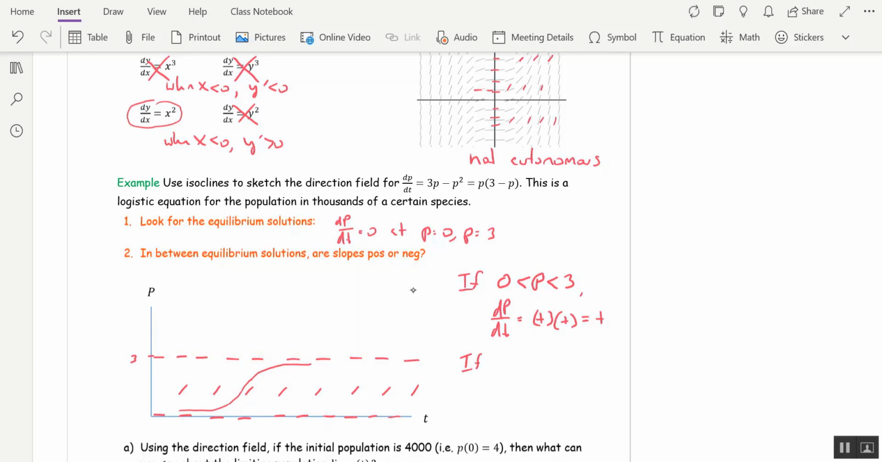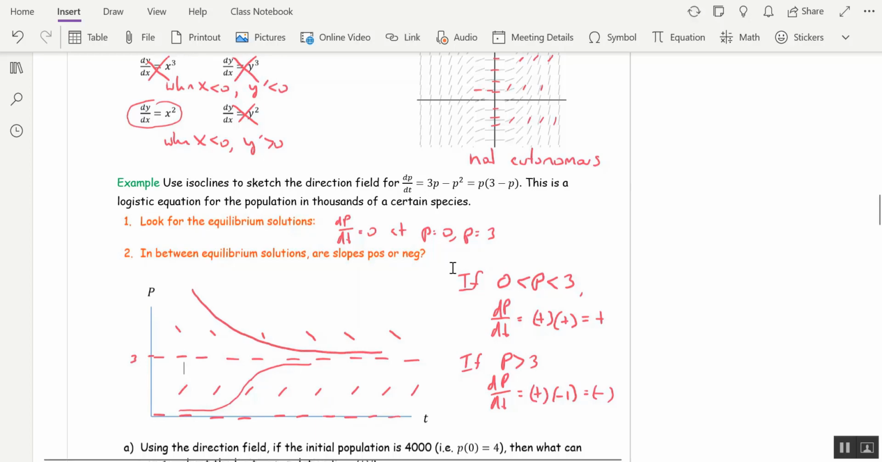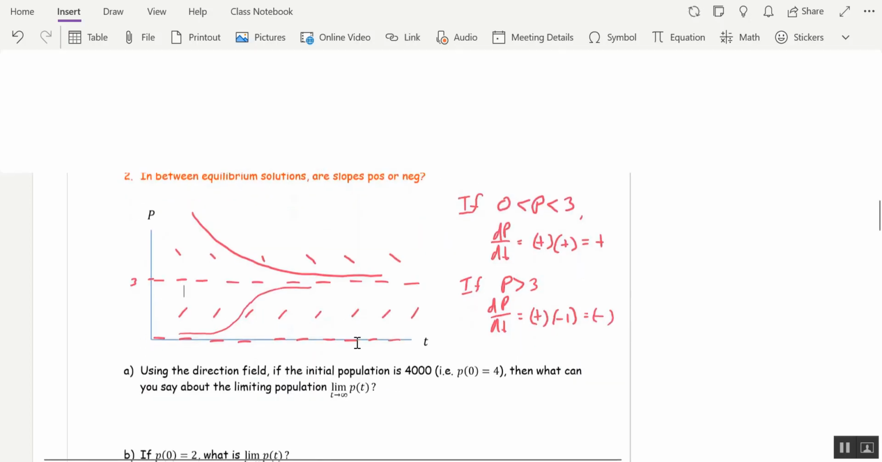All right, and then let's see what happens up here. Pick a value bigger than 3. P larger than 3, then dP/dt is going to be a positive, and then 3 minus P, if P is bigger than 3, will be a negative. So we'll have a negative. So slopes along here will be negative, and so solutions are going to have negative slope, so they're going to come down like that. Okay, let's answer some questions based on that direction field.